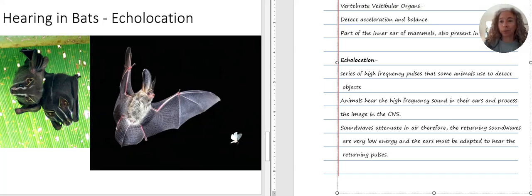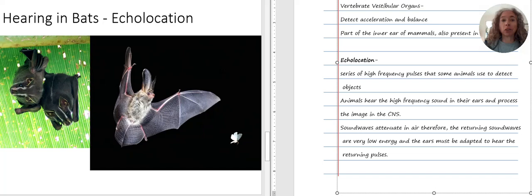Bats and marine mammals here are using echolocation. Echolocation is a series of high-frequency pulses that some animals use to detect objects, usually food. It's kind of like a biosonar, where some vertebrates emit a sound that bounces off an object and is reflected back to the animal. The returning sound waves provide information about the reflecting object.